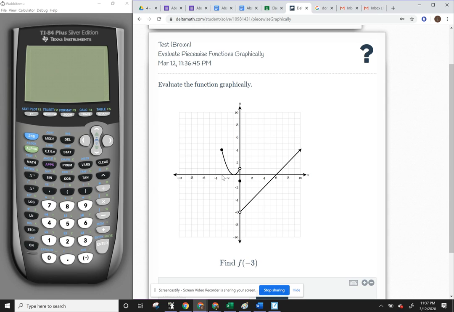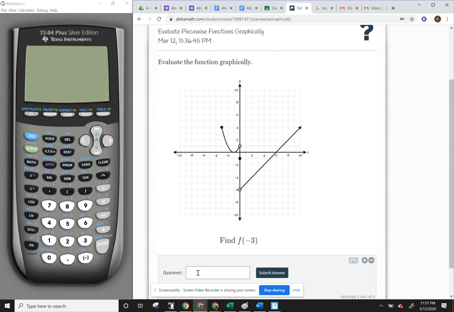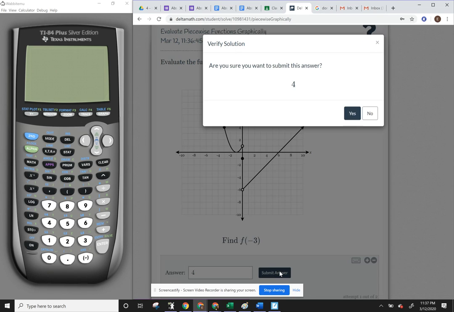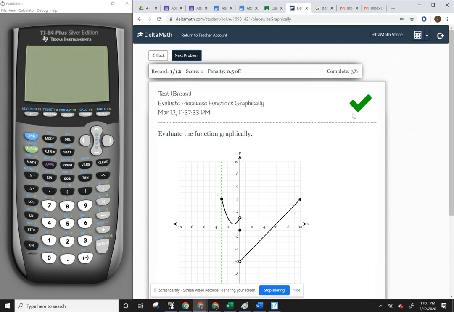And now we're going to find the point that is on the graph at this x value. So we're going to go up to the function. That's where the function is, and that is at the y value 4. So then here you're just going to type in 4, submit answer, and that looks good.